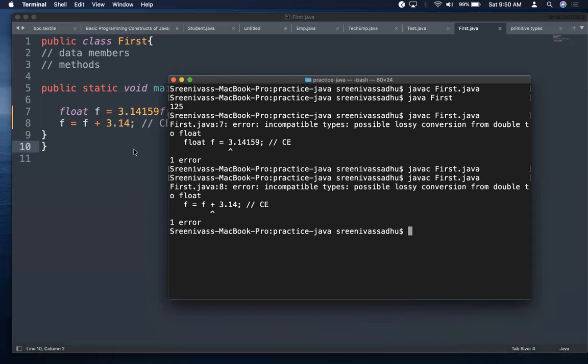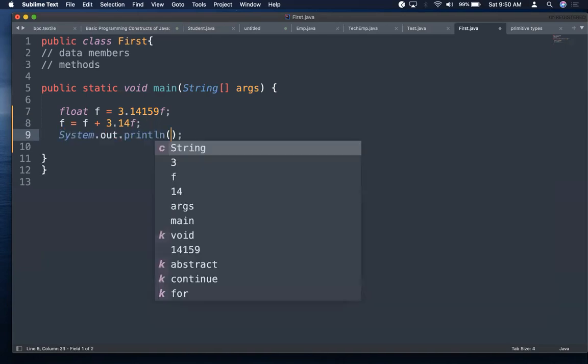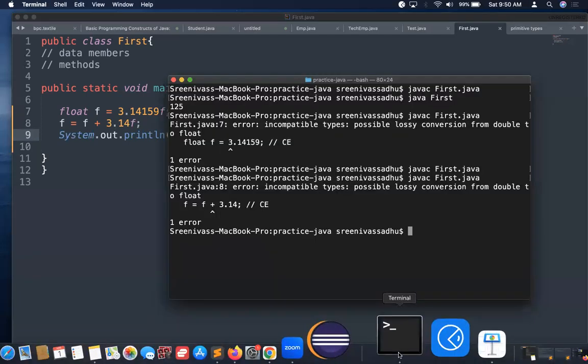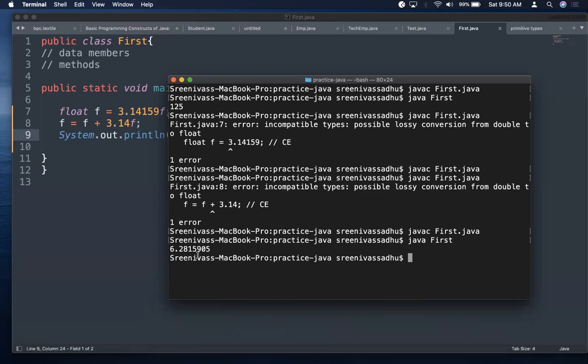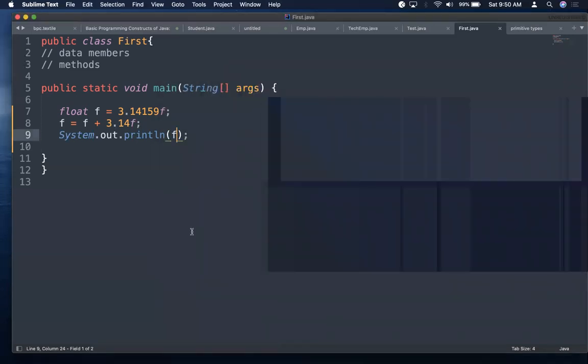So how do we make this correct? You need not typecast, you just need to make it 3.14f, and this compile time error will go away. Then you can print this f and you will get the value. So let me compile this. It compiled successfully, and I can run it. You can see 6.2815905.